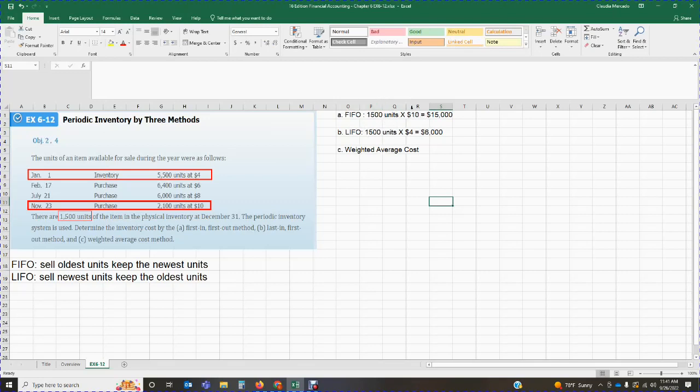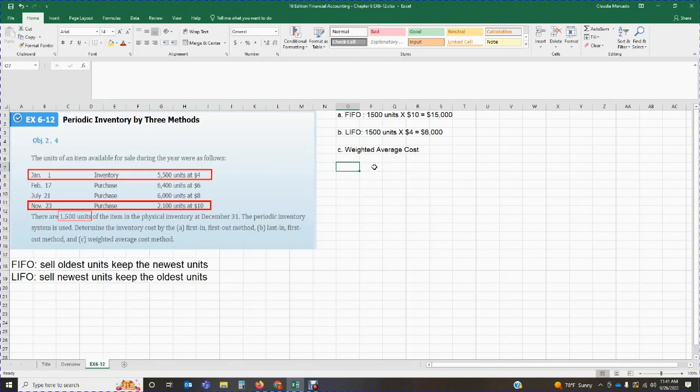If you see, in both instances, I have 1,500 units. For FIFO, I am using the price of the last batch that I purchased, which are my newest units. For LIFO, I am using the price of my oldest. How much did you pay for the oldest inventory that you have? I paid $4. That is what causes the difference between the two. Am I pricing it based on the units that I purchased last or the units that are the oldest in my warehouse? Now for the weighted average, we have to get an average of all of my purchases.